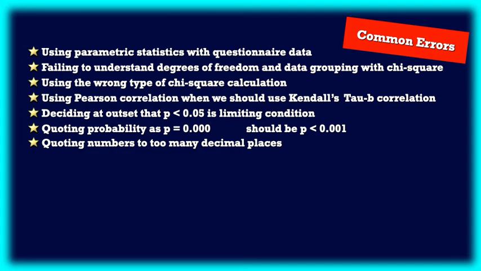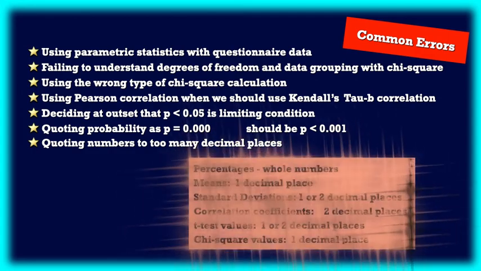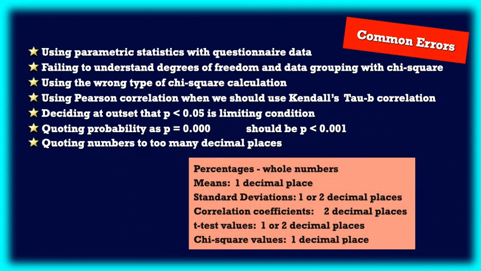And people quote numbers to far too many decimal places. Here's just a simple rule of thumb that I find helpful. Percentages, make it whole numbers. It helps the reader. Means to 1 decimal place. Standard deviations to 1 or 2. Correlation coefficients possibly 2. Could be 1. T-test values 1 or 2. Chi-squared values 1 decimal place. Now the computer holds all the numbers. You don't have to worry about losing anything. But when you write it up, simplify it. It helps the reader. All the extra numbers signify almost nothing.